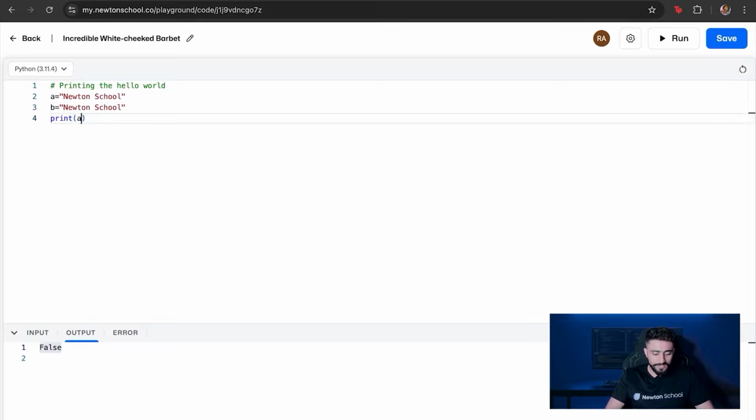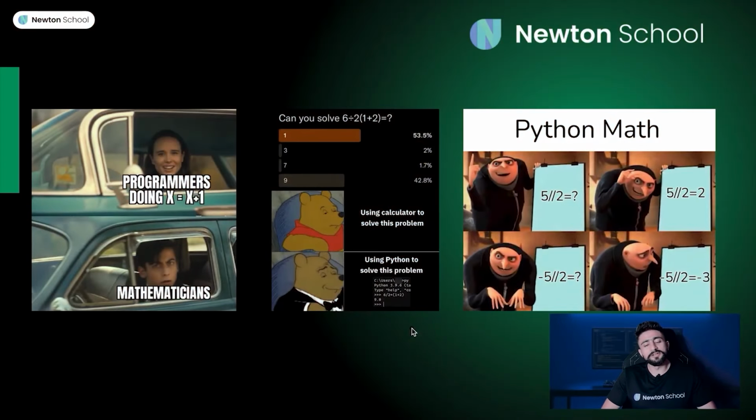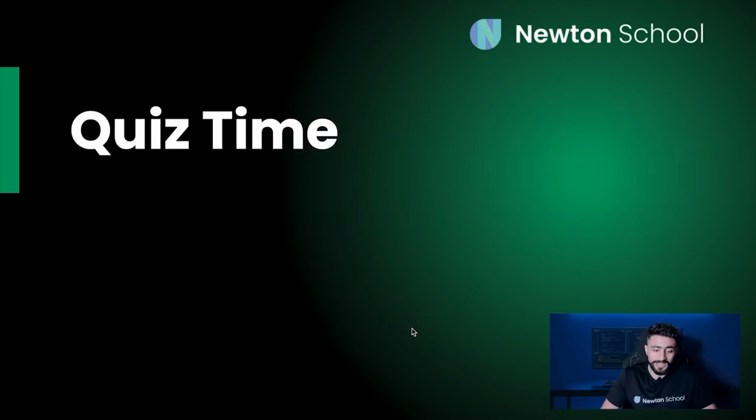Now if I say A is B, what will it return? A is B, right? So it will return true because both are identical. Both will point to the same memory location, right? So these are again some of the memes related to Python operators. I hope you have got the idea that operators are really an important thing in a programming language.